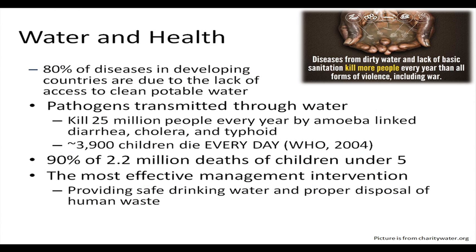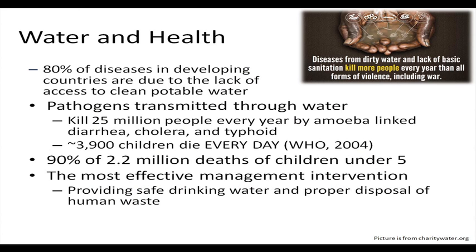So this data, some of this data is old. Things may have improved a little bit, but still lots and lots of work is being done. 90% of the 2.2 million deaths of children under 5 is because of lack of clean water. The most effective management intervention would be providing safe drinking water and proper disposal of human waste. So we are talking about the sewage, which makes it into all those things.